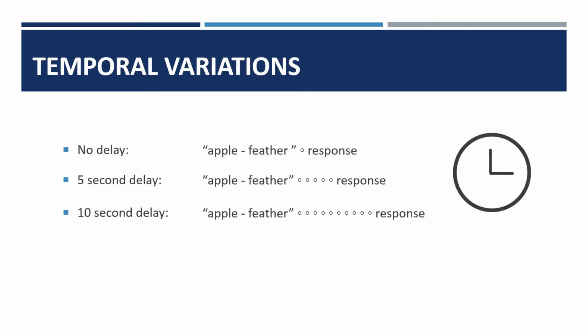Next is temporal variations. For those who have a too fast decay rate, treating the ability to hold on to items for a longer duration, such as 5 or 10 seconds, can improve the length of time they are able to hold on to a word in verbal short-term memory.